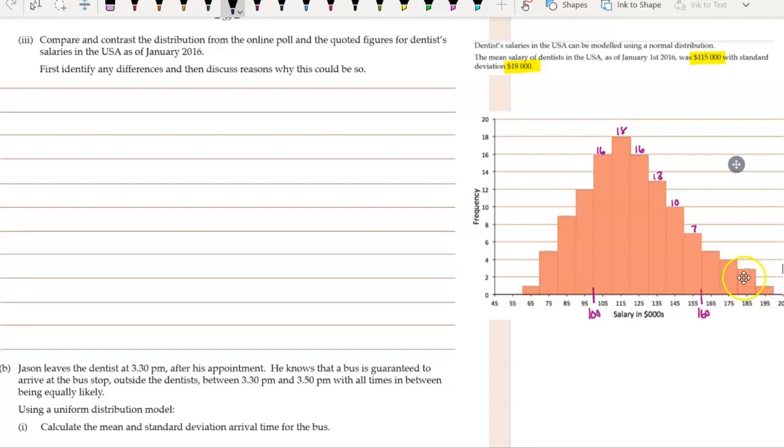Now, looking at that picture, we can see we have a bit of a skew, whereas a normal distribution we would expect to be symmetrical. So let's start by talking about that.